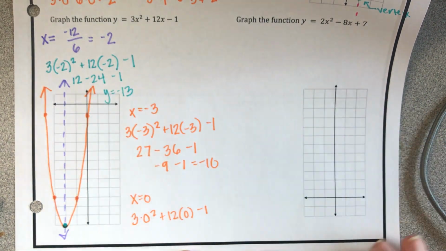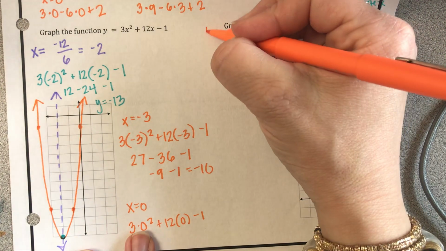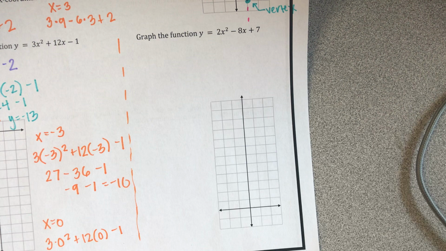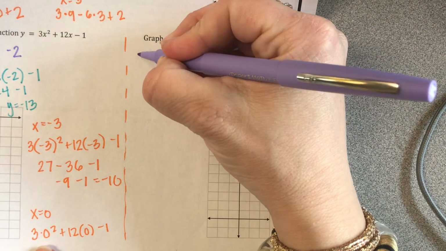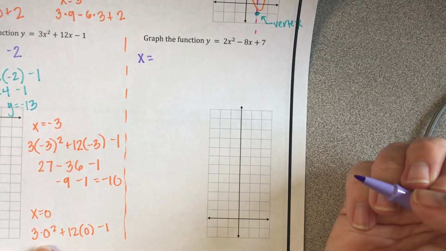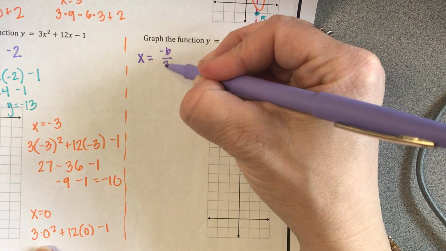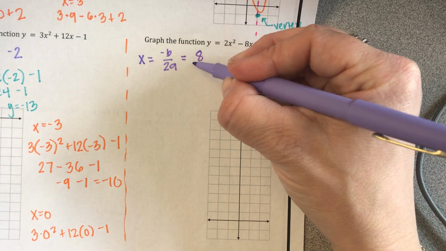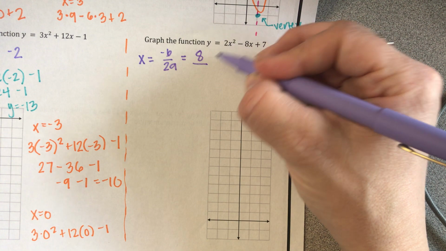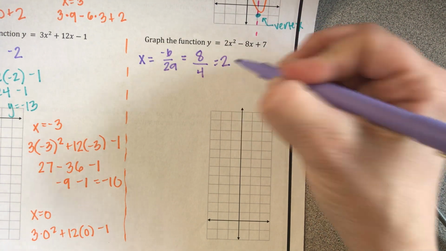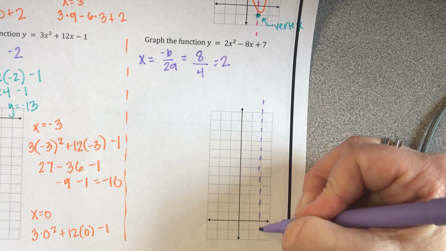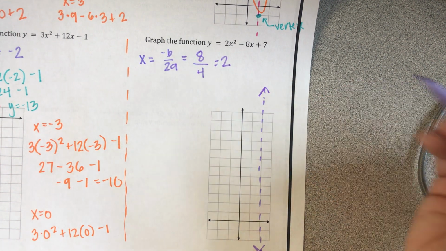So there's my parabola. Okay, let's look at the function 2x squared minus 8x plus 7. So step number 1 is to figure out what the axis of symmetry is. So it's negative b over 2a. So negative negative 8 is positive 8 over 2 times a. 2 times 2 is 4. 8 over 4 is 2. So my axis of symmetry is going to be over here on x is 2.